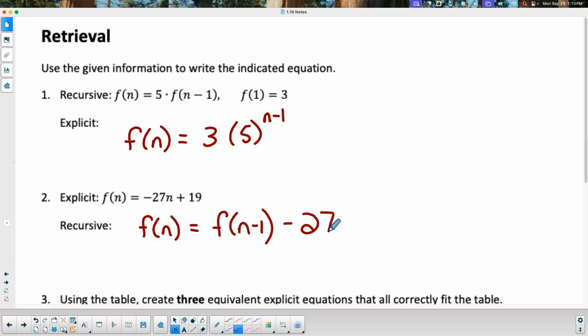F of 1 equals what? You sure it's 8? F of 1 equals how much? Negative 8. Okay.